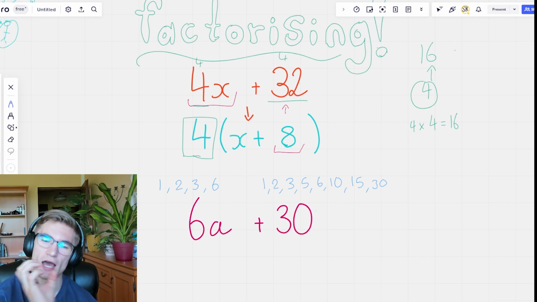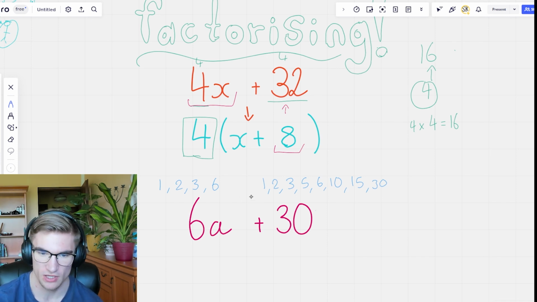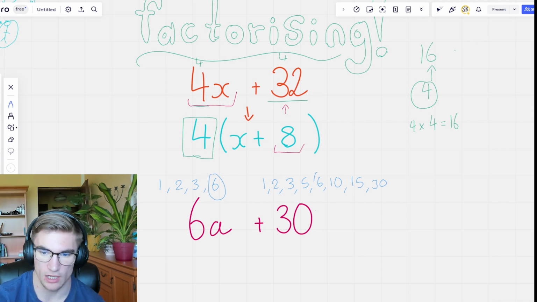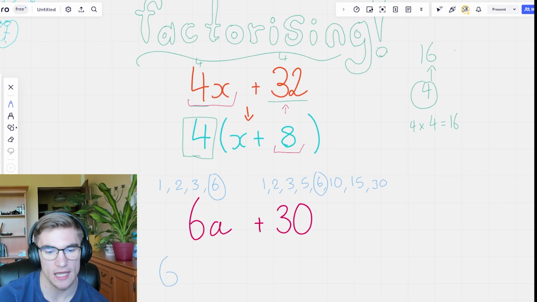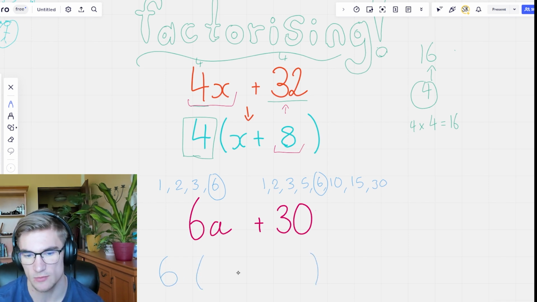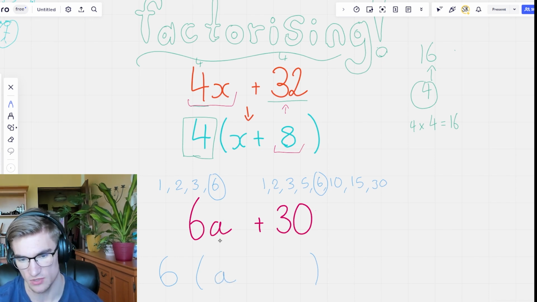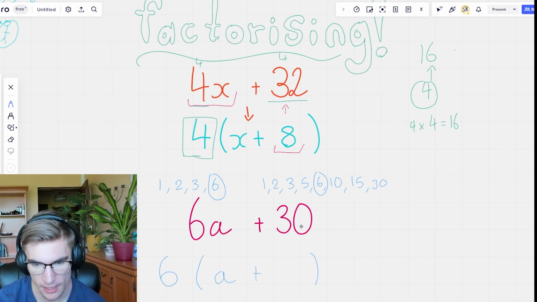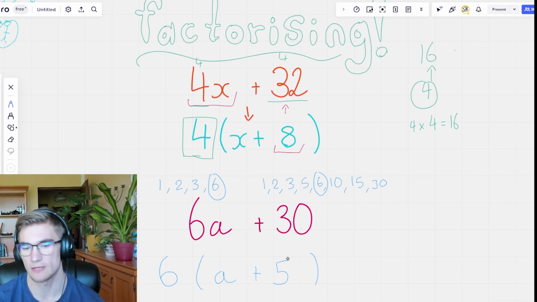So now I'm looking for the highest common factor of both of these. The first one only goes up to 6, right? So straight away, I will know that 6 is the highest common factor. So I put the 6 outside of my brackets. Now I'm going to ask myself, what do I need to times this 6 by to get 6a? Obviously, I need to times it by a. 6 times a gives me 6a. Now what about 30? I need to times 6 by, you should know, 5. 6 times 5 gives me 30. So this is how I factorize 6a plus 30.